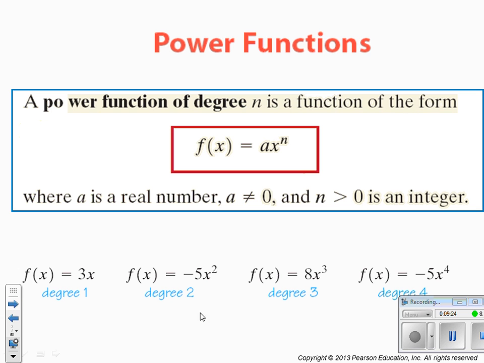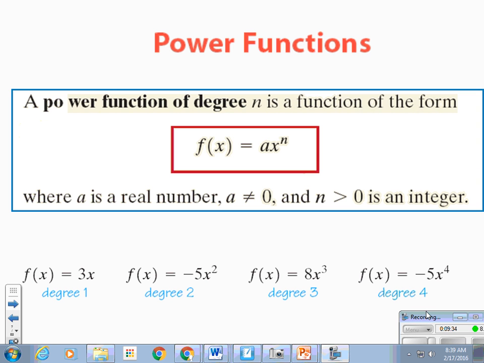So here are some examples. F of x equals 3x is degree 1. F of x equals -5x squared is degree 2. F of x equals 8x cubed is degree 3. And f of x equals -5x to the 4th is degree 4. So those are the different degree power functions.